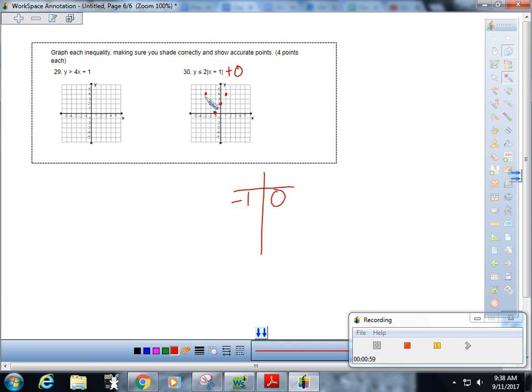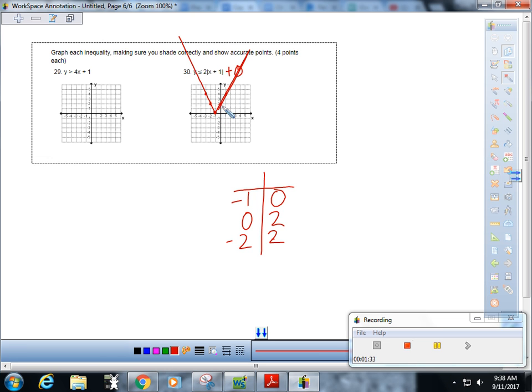And I'll just test some points to make sure I did it right. If I put in a 0, I get 2 times 1, I do get a 2. If I put in a -2, I get -1, absolute value is 1. 2 times 1 indeed is 2. So I'm convinced that I did it right. Now, this is a less than or equal to. So that means I'm not going to dash the line. The line is going to be filled in.